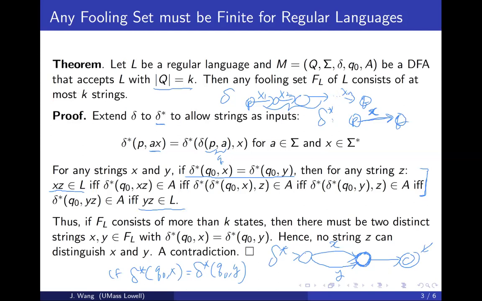So once we know this, then we know that F sub L cannot consist of more than K states, because if it does, let's say it contains K plus 1 states, then since on this edge you have K plus 1 states, and we only have K different states available, that means somewhere here, some of them will be the same.